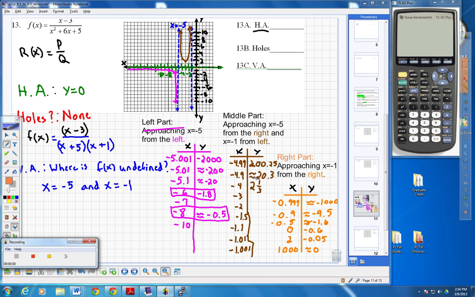Claxon's Algebra 2 class. This is part 2 of graphing a rational function. I left you in the last section where I had set up my graph. All I had were the vertical asymptotes and that horizontal asymptote there.